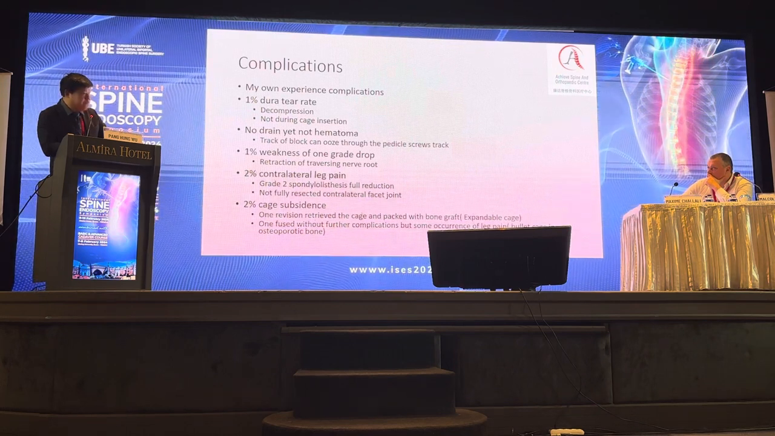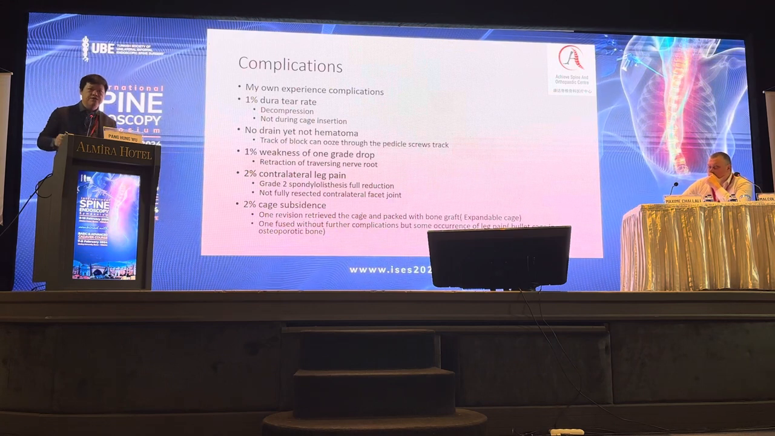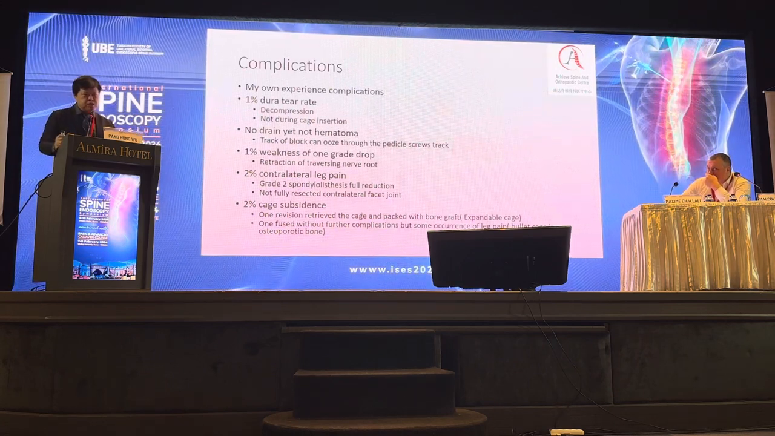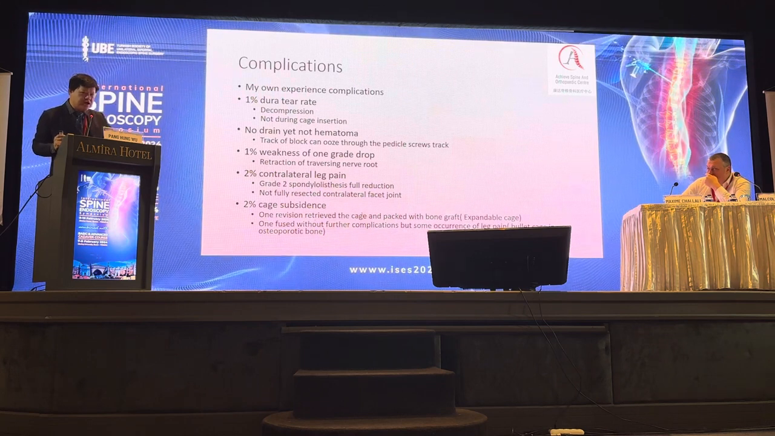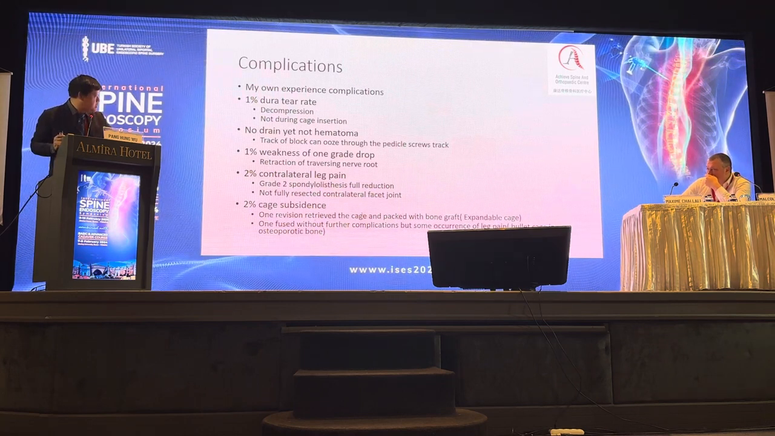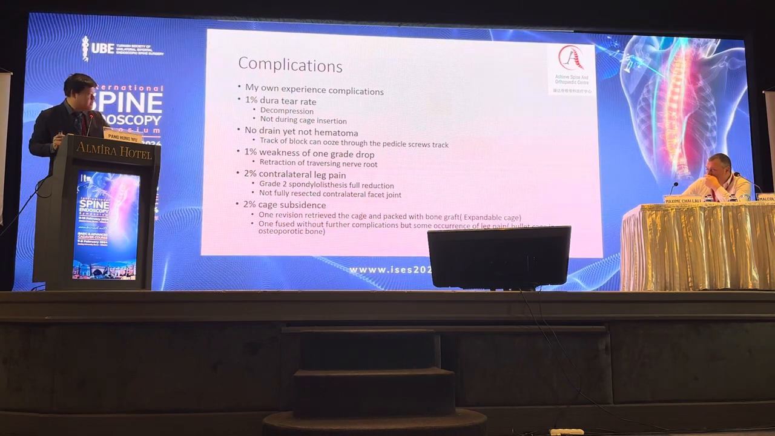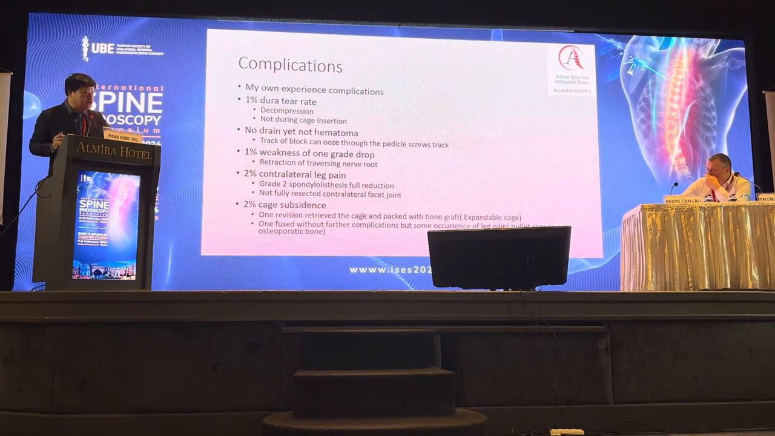I think like Dr. Malcolm highlighted today, 1-2 days ago, if the nerve root is closely tacked to the disc, sometimes it can cause a one grade weakness. We do have a case. I think also maybe due to retraction of the traversing nerve root. They subsequently improved, thankfully, back to normal.